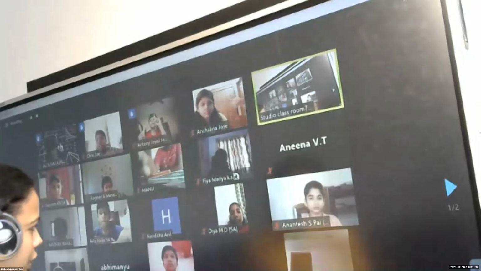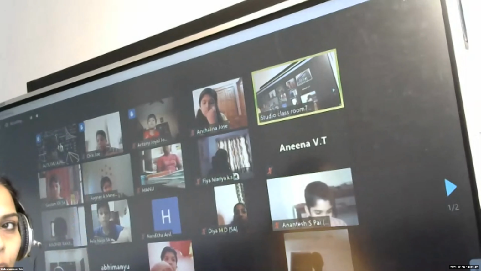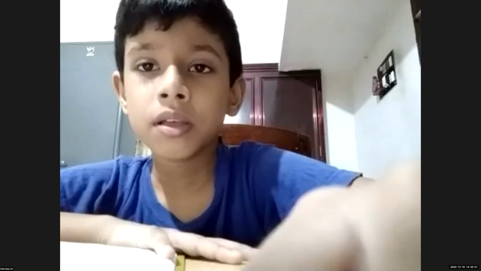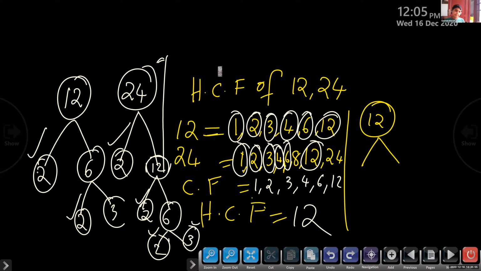Okay. So next one, children, you have to find out in the lowest term. We discussed how we can find the lowest term by using the division method or the HCF method. Children, write down the next question. Write the fraction 8 by 16 in lowest term.